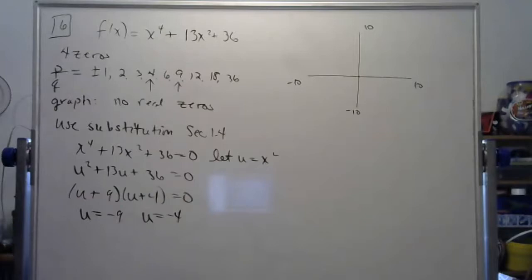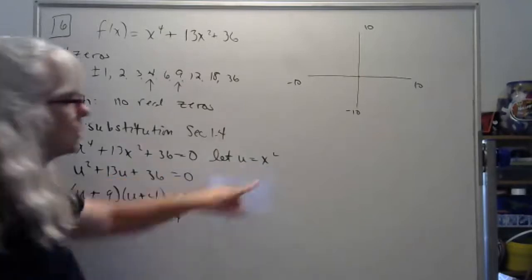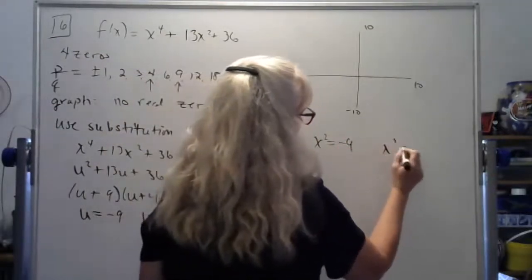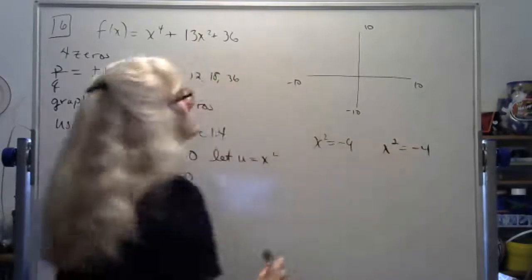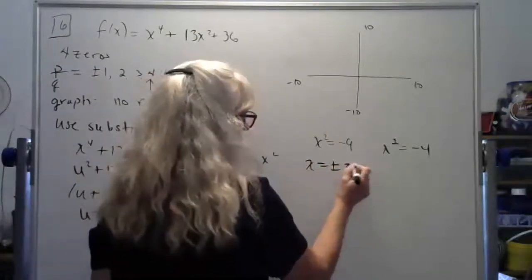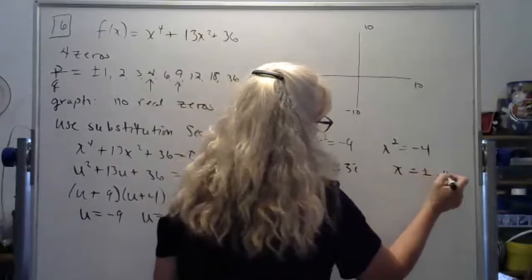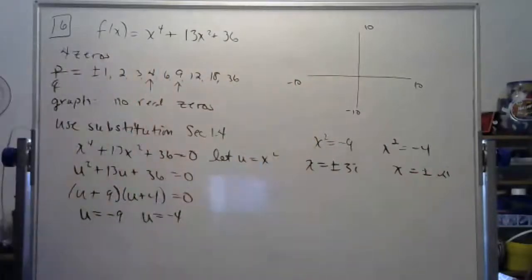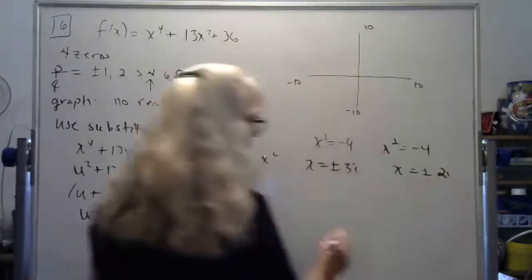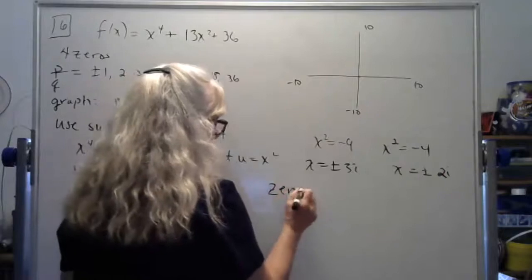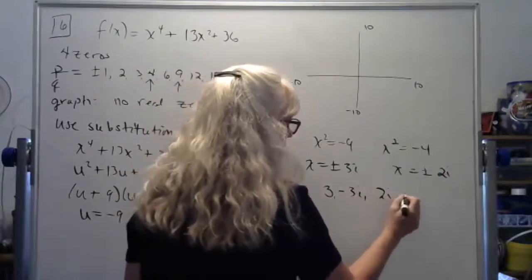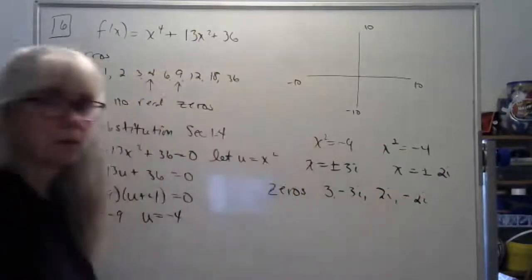And then you have to unsubstitute. So each of those u's is an x squared. So we're going to end up with x squared equal to negative 9 and x squared equal to negative 4. So then x equals plus or minus 3i and x equals plus or minus 2i. So the reason we're not seeing a graph is because it only graphs the real zeros. It's not going to graph those imaginary zeros. So there they are. Our zeros, of which we found 4, are 3i, negative 3i, 2i, and negative 2i. There's all 4 of them.